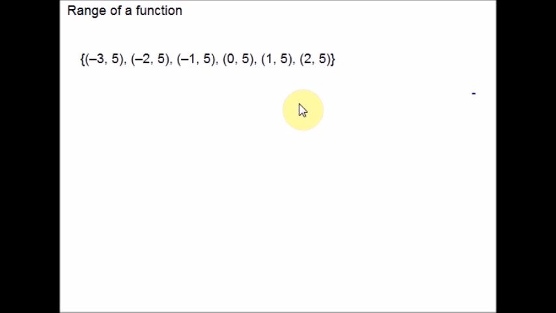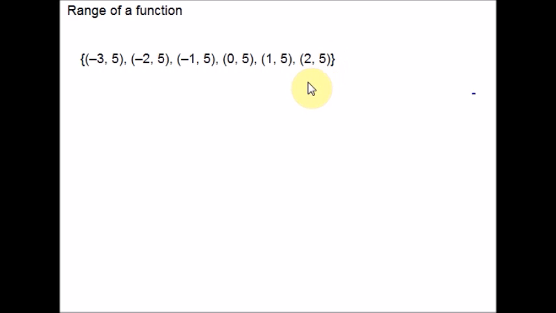This is another example of the same boring function. Just like the previous example, every last x value goes to the exact same y value. But each x value is different. So this relation is indeed a function. Does this make sense to you? They are all different x values.